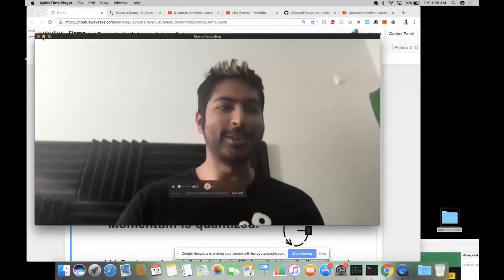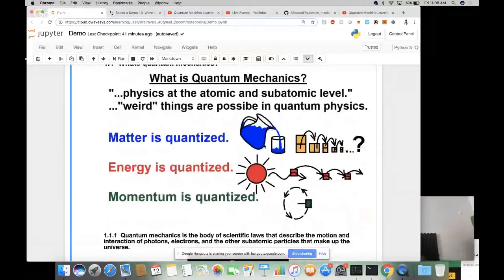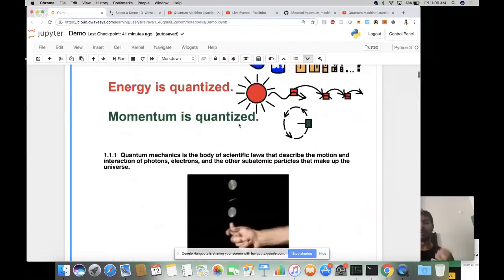Okay, so what is quantum mechanics? At the subatomic level, things are different, okay? TLDR, things are different at the subatomic level. Matter is quantized, energy is quantized, momentum is quantized, meaning there are some really strange phenomena happening at the subatomic level, at the level of particles, of electrons, things like that.